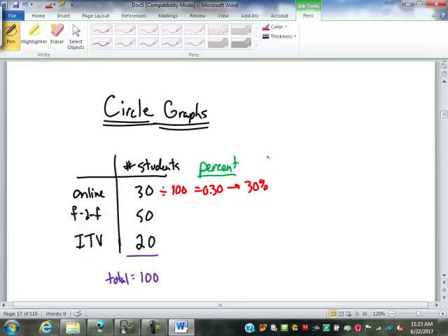We'll talk more about percents over the next couple of days. 50 divided by 100 is going to be 0.50 or 50%. 20 divided by 100, 0.20 or 20%. Well, these are pretty simple because I made the total come out to 100. Percent means out of 100. So when you divide by 100, that is your percent.